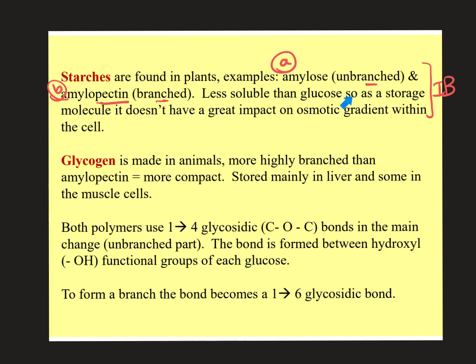So why is it good storage? Okay. And then glycogen here. As I mentioned, in animals you saw it as more highly branched when you look at the image there. Therefore, it's more compact, which makes it easy to fit into your liver. And as I mentioned, the muscle cells, basically the skeletal muscles.